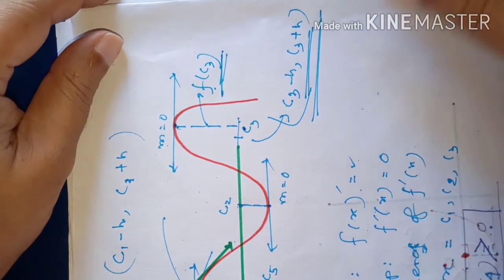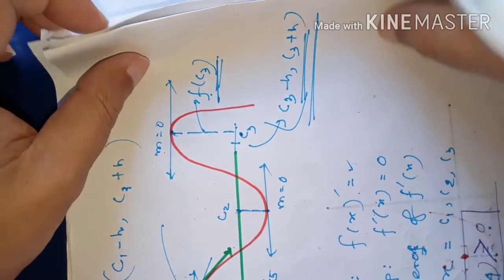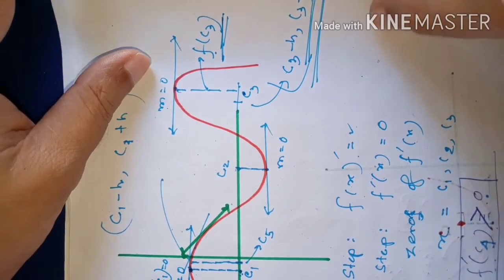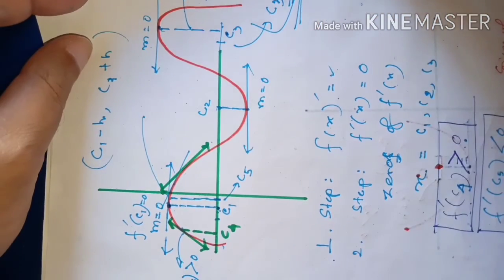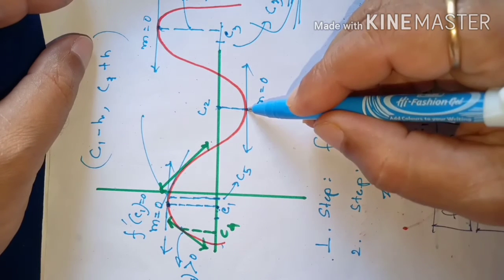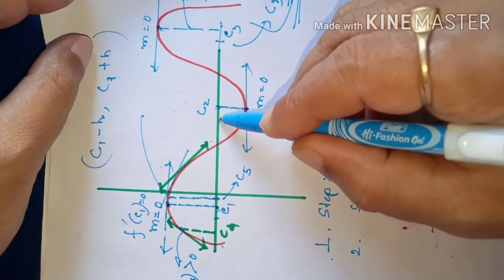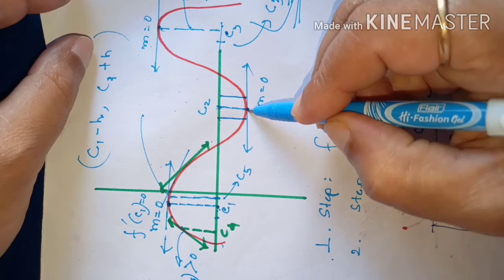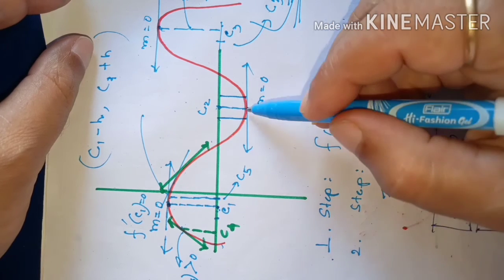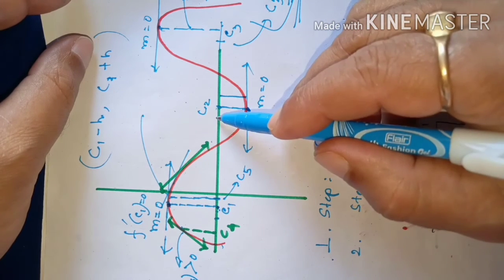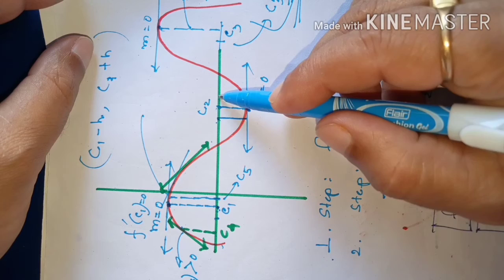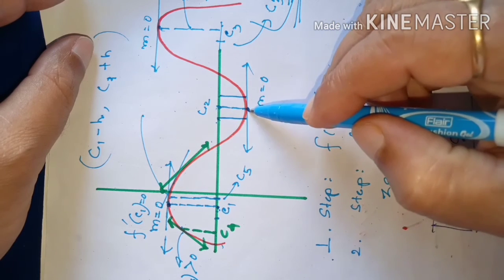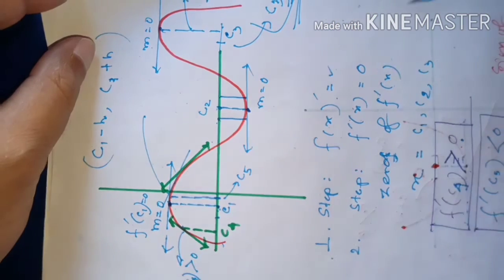So that's why you call it a local maximum, because there will be another maximum or minimum value elsewhere. So this is a local minima only, because within this interval it is a minimum value. This point C2 belongs to the interval C2 minus h and C2 plus h, and in that interval it is the minimum value. So we can call it a local minima.